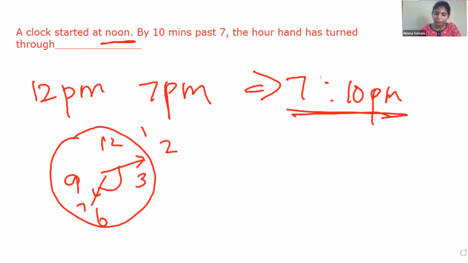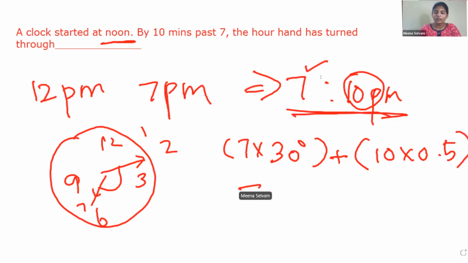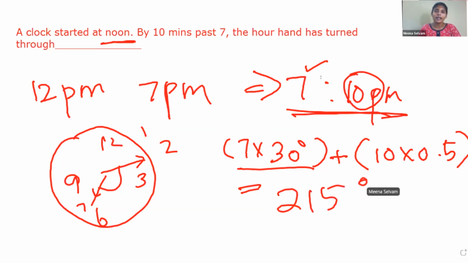Okay, let me help you. Okay, listen please. So the hour is 7 o'clock, right? So we know that 1 hour makes 30 degrees. So it is 7 into 30 degrees plus how much the hour hand has moved for this 10 minutes. For every minute it moves 0.5 degree. So 10 into 0.5 degree, how much would it have moved? That is the answer for the hour hand. So 210 plus 5. So what is the answer? It is 215 degrees for the hour hand.